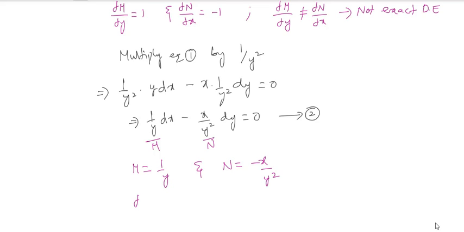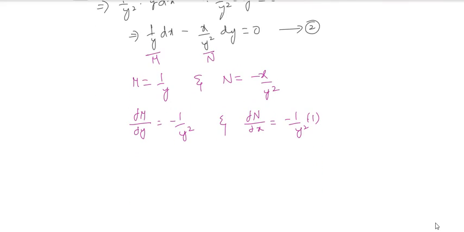Again, dou M by dou y. What is the differentiation of 1 by y? By the UV rule, you will have minus 1 by y square. Then similarly dou N by dou x: minus 1 by y square is a constant, and for x you will have 1. So now in this case, dou M by dou y is equal to dou N by dou x. Is this an exact equation or not? So this is an exact differential equation. Am I correct or not?